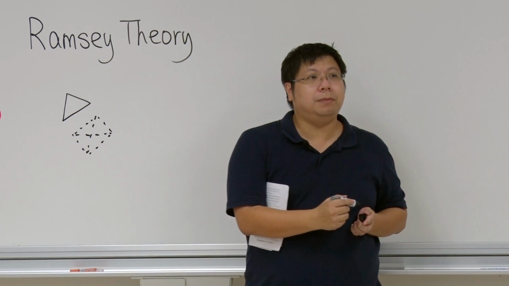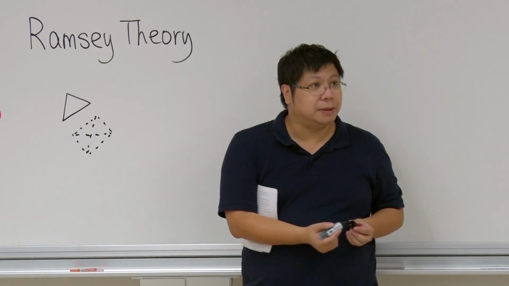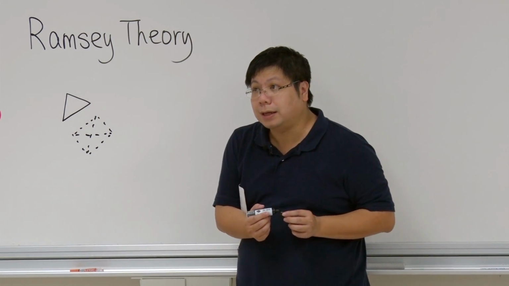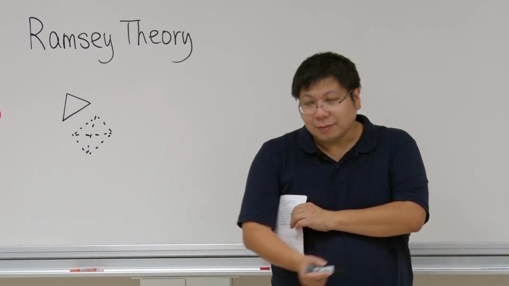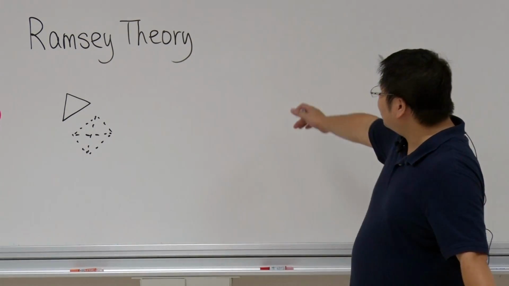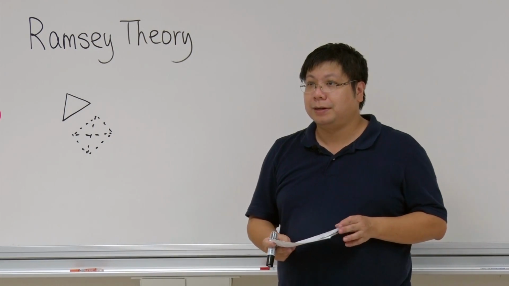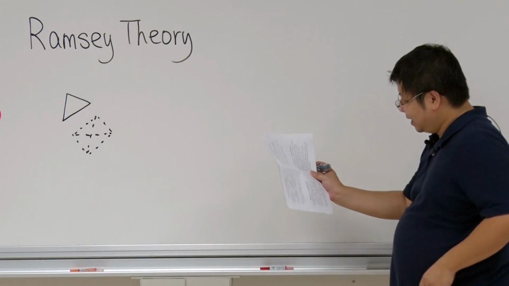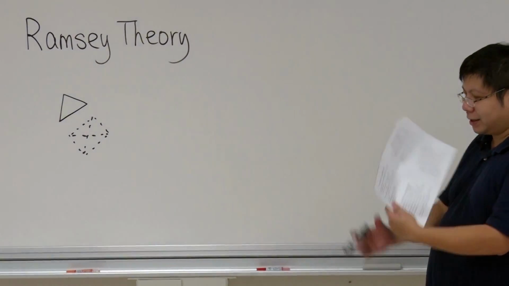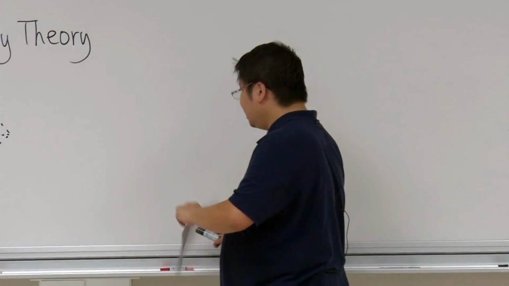So you will find 3 mutual friends or 4 mutual enemies. So you can ask problems like this, okay? If you are interested, then you can go to the web and search for this keyword, Ramsey theory. Good.